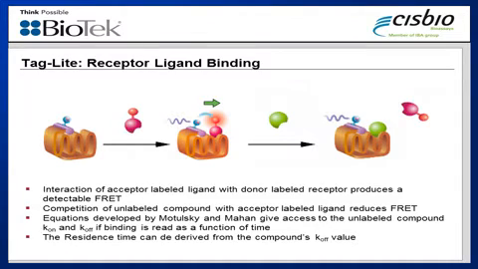Then if a molecule is introduced to the well, such as shown here in green, which interrupts the binding, this molecule preferentially binds to the receptor, kicks off the labeled ligand, and FRET does not occur, and then the ratio of the acceptor to the donor fluor subsequently decreases.